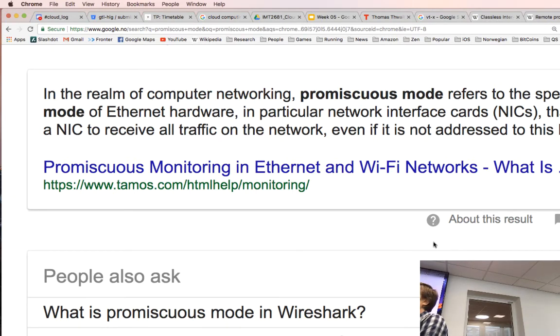Yep. The stack. It's also called the TCP/IP stack. So the TCP/IP stack is the simplified one. It's the four layers one. And the OSI is the full seven layers one. You need to know both, but the simplified one is a subset.